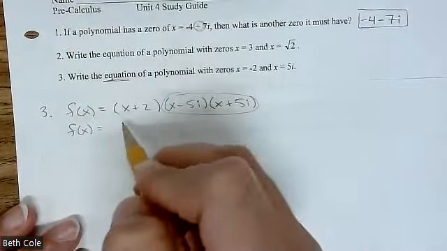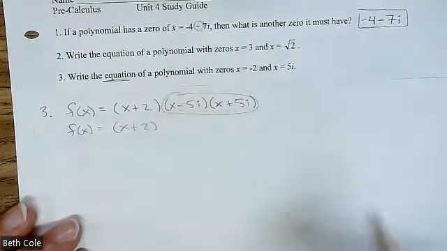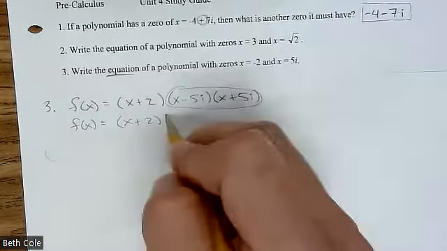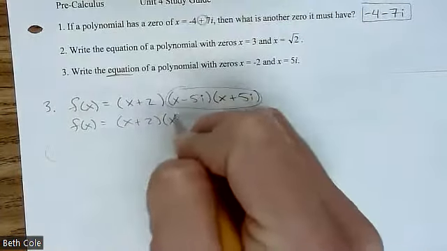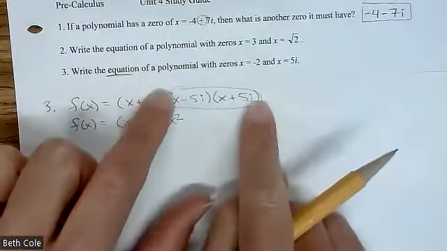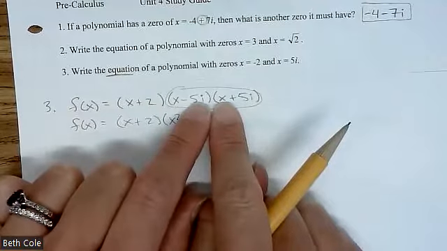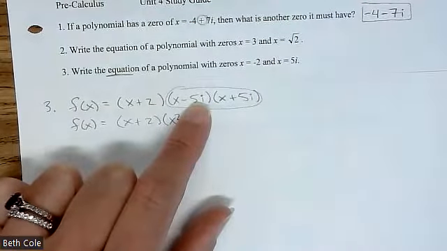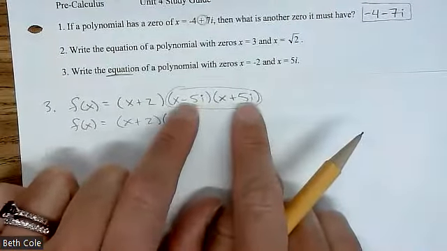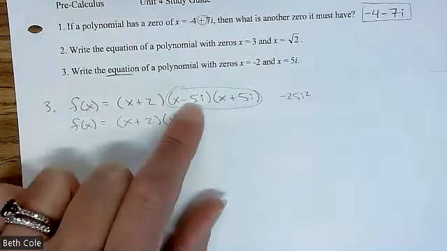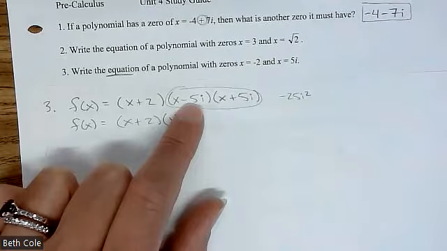All right. So we're going to leave the x plus 2 alone and multiply these two together. You can only do 2 at a time. So what's that going to give us? x squared. Now the outsides are plus 5ix. The insides are minus 5ix. So those cancel. And the last, you would get negative 25i squared. But i squared is negative 1.